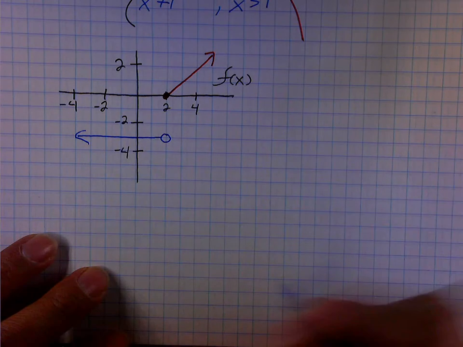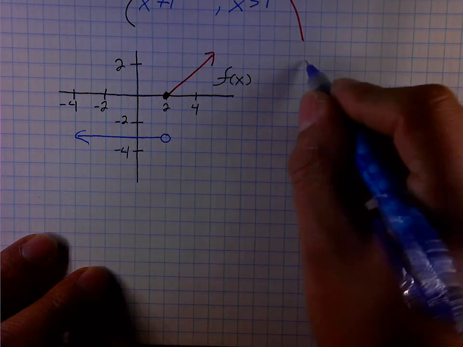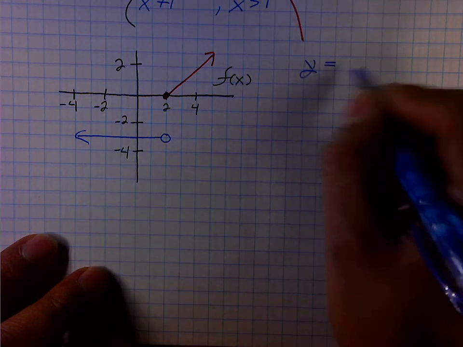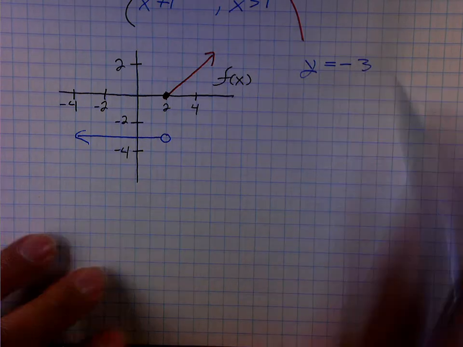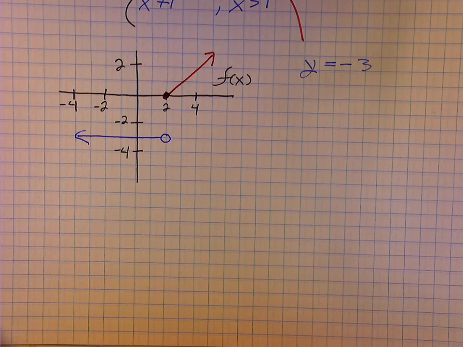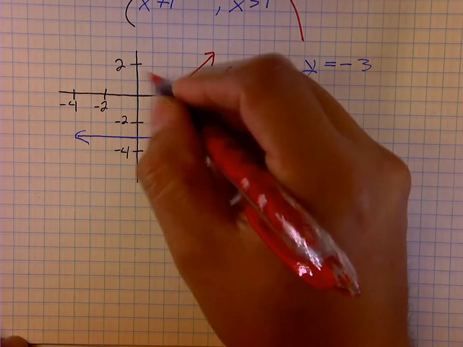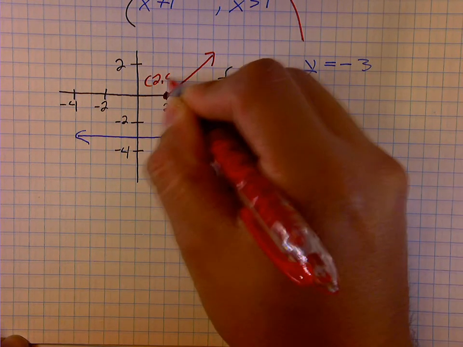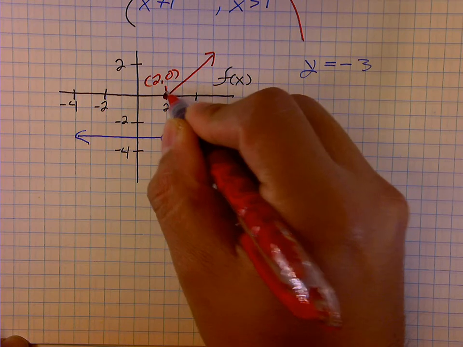This is a horizontal line, and this horizontal line can be described as y equals -3. Because this line was a horizontal line, this is all we need to describe the blue piece of our function. Now we're going to move to the red piece. The red piece is not a horizontal line, so I'm going to need to use point slope. I'm going to start off with a point, (2, 0). That's this one right here.